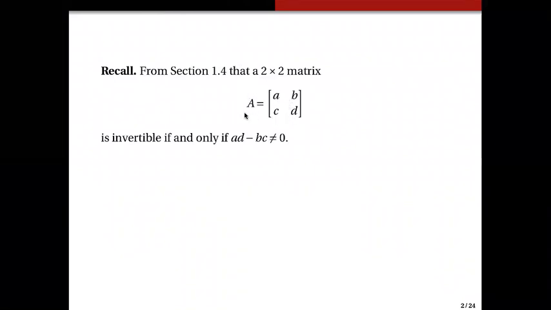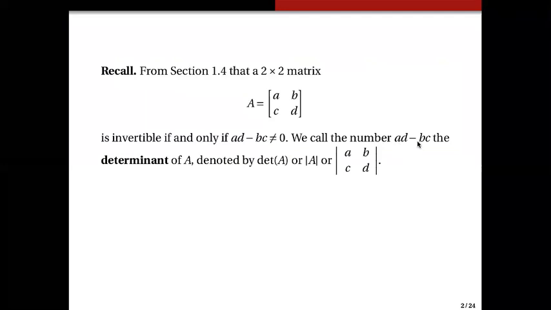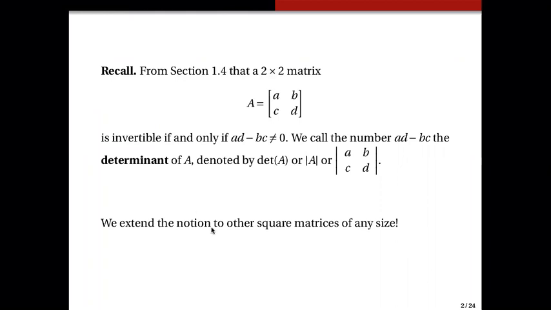c, d, this matrix is invertible if and only if the number ad minus bc is not equal to 0. We said that this number ad minus bc is called the determinant of A, and we denote this by det A or by these vertical bars enclosing A, or we replace the square brackets of this matrix by vertical bars like this. So we extend this notion to other square matrices of any size, not just 2 by 2, but also 3 by 3, 4 by 4, and etc.